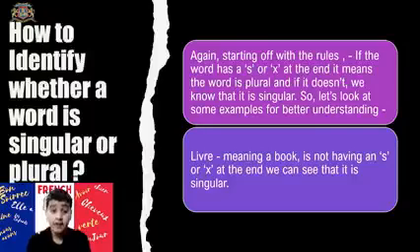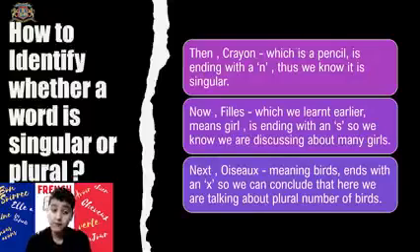Livre, meaning a book, does not have an S or X at the end, so we know that it is singular. Now, filles, which we learnt earlier means a girl, is ending with an S, so we do know that the word is plural. Next, oiseaux, meaning birds, is also ending with an X, so we do know again that the word is plural.